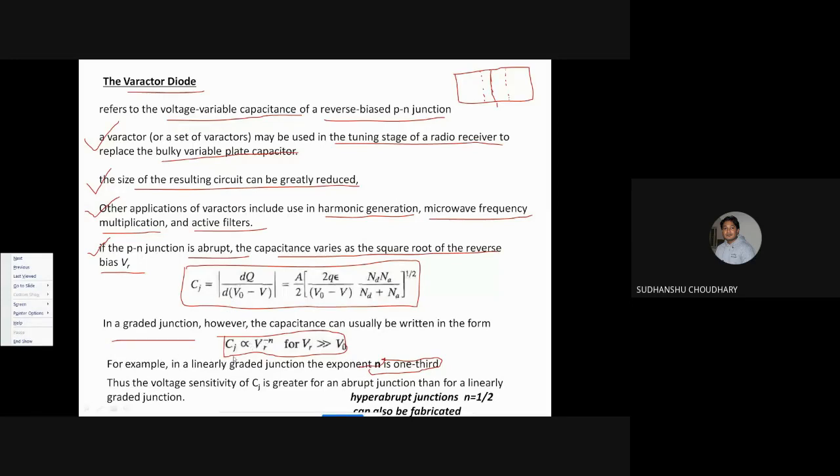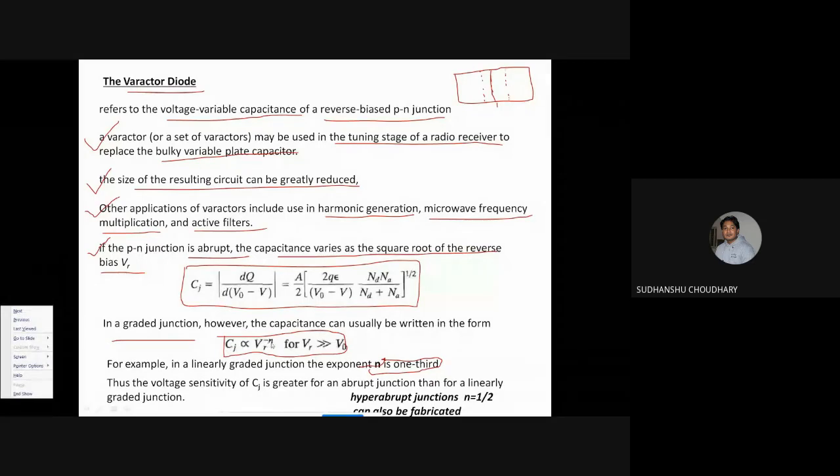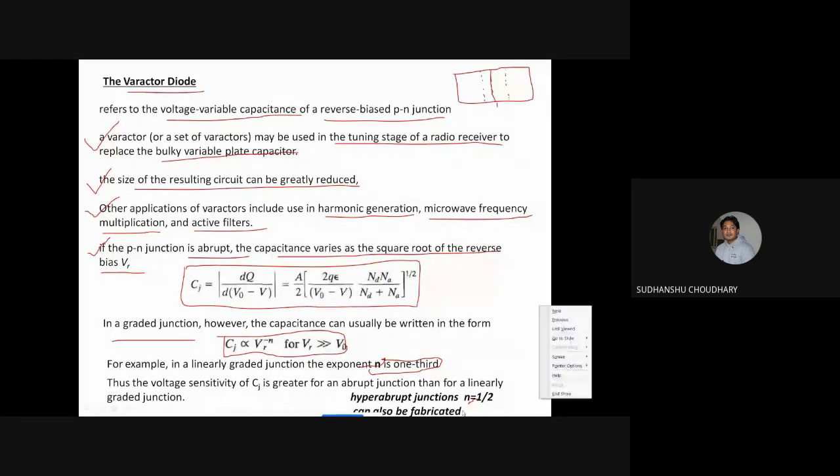Now this sensitivity mismatch can be reduced if this n can be increased. Of course, n can be increased in a linearly graded junction by some fabrication techniques, and this n can be greater than 1/2. If n is greater than 1/2, then such kinds of junctions are called hyper abrupt junctions.